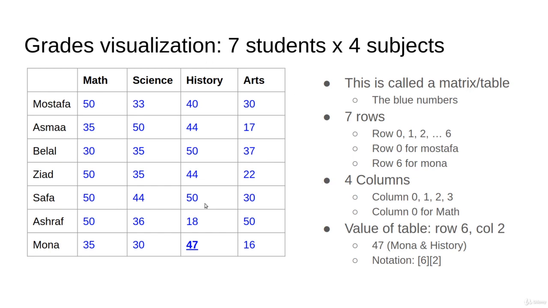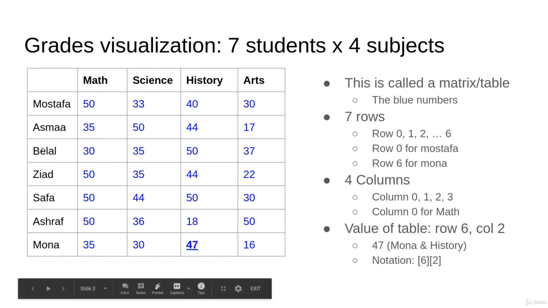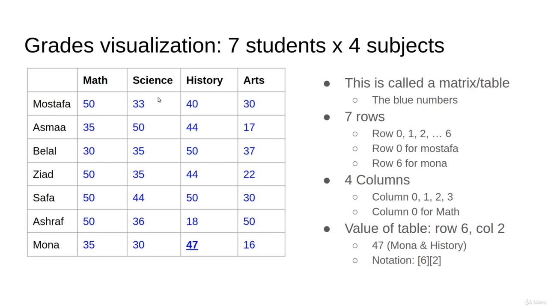Here is a structure. I have like 1, 2, 3, 4, 5, 6, 7. We have 7 students and we have 4 subjects here. This is called a table in human language. In mathematics, we might call it a matrix. In programming, we might call it a 2D array. It consists of 7 rows. It consists of 4 columns.